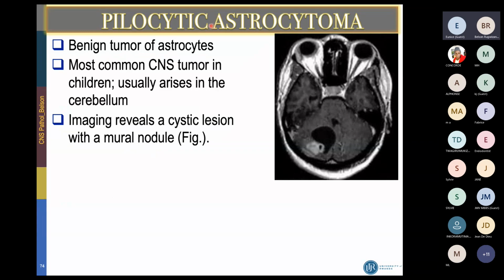So pilocytic astrocytoma, it is a benign tumor of astrocytes, the most common central nervous system tumor in children. And in children, it will be in the cerebellum. Okay, so it's here. Imaging will reveal a cystic lesion with a mural nodule.